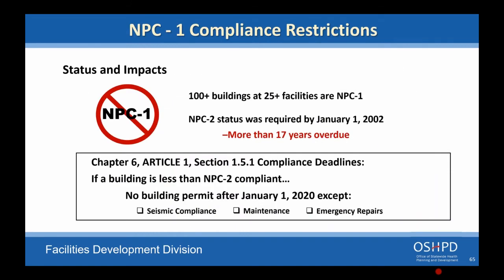So there are 100 buildings at 25 facilities that are still NPC 1. NPC 2 was required by 2002. It's more than 17 years overdue on those. Under Chapter 6, Article 1, if a building is less than NPC 2, no building permits after January 2020 will be accepted for review unless they are specifically to address seismic compliance, maintenance, or emergency repairs.